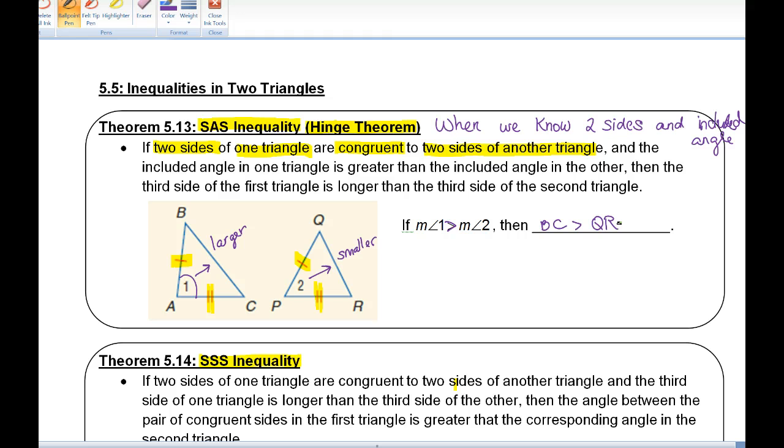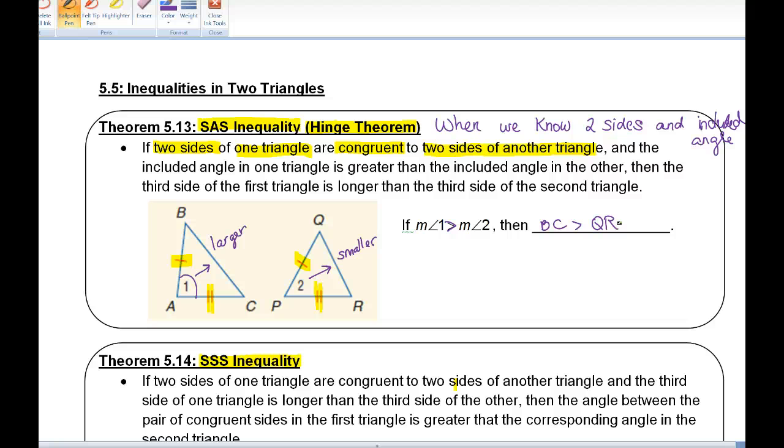Okay, the reason we call this the hinge theorem, it's kind of like opening a door. Think about opening a door. So the door itself is not changing. It's not changing any size, but obviously the bigger the angle, the more we open the door, the more space there is. Right? So this is taking two sides.